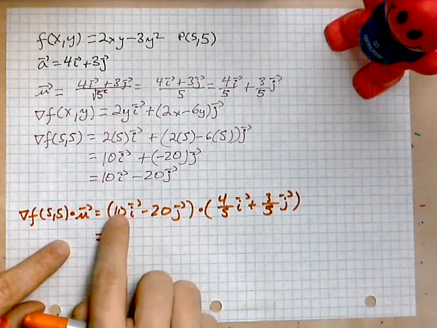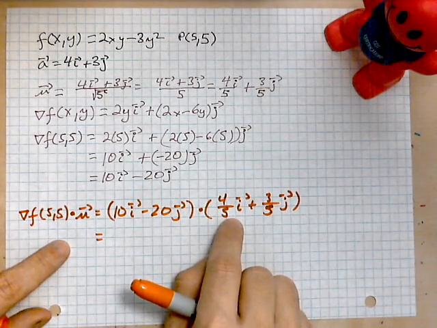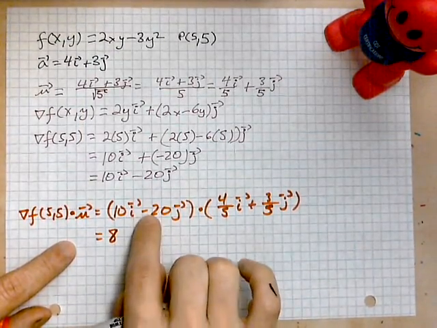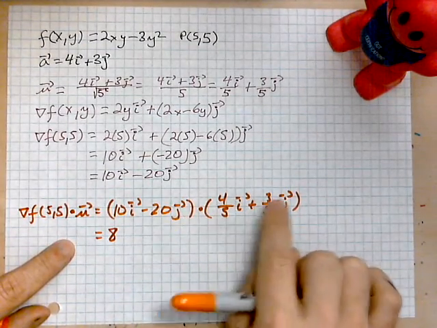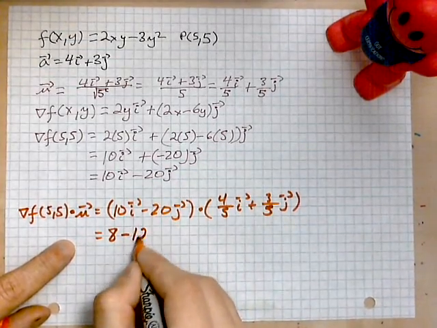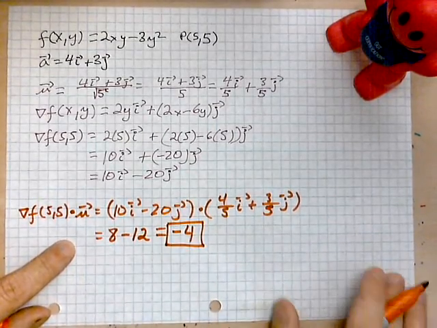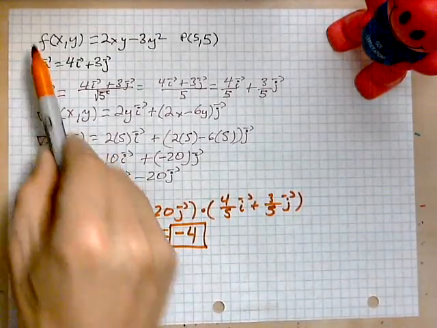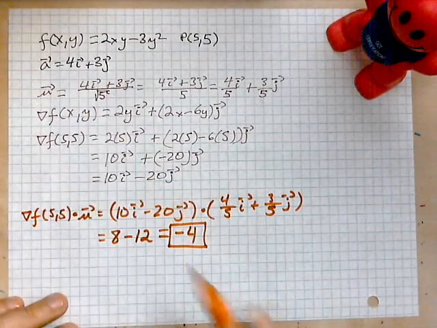So this now gives 10 times 4, which is 40, divided by 5 is 8. Okay, so we have 8. Then we have negative 20 times 3/5. That is negative 60 divided by 5, which is negative 12. So 8 minus 12 is negative 4. There we are. So this negative 4 tells you the directional derivative of the function f at the point (5, 5) in the direction specified by 4i plus 3j.